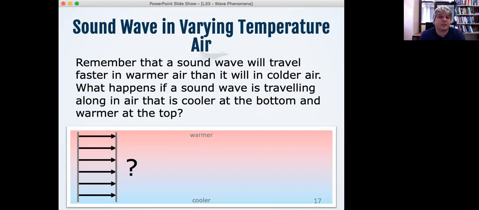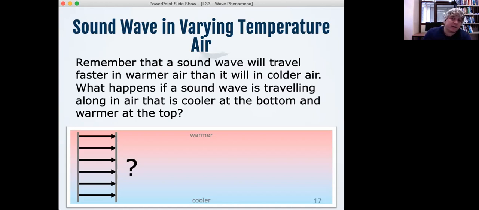What is refraction? Remember that sound travels faster in warm air than colder air. Refraction isn't specific to warm air and cold air. This is just a good example to introduce refraction. What happens if a sound wave is traveling in air that has a temperature gradient? So it's got warmer air at the top and colder air at the bottom. What happens to that sound wave?